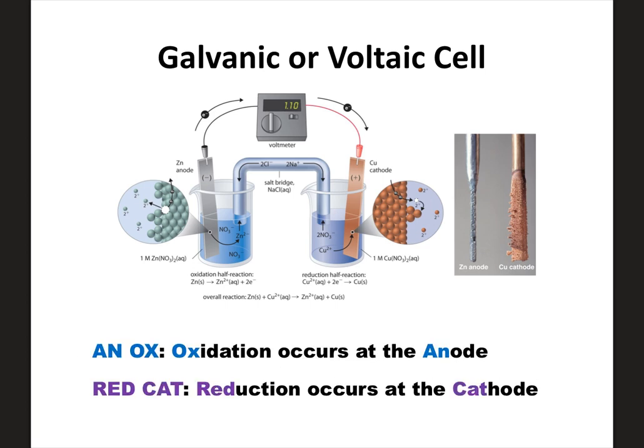I already said that there's a lot of terms here that you need to know, so there's some tricks to help you remember this. We said that the anode is where oxidation occurs. A way to remember that is AN OX: the oxidation occurs at the anode. You can use RED CAT to remember reduction occurs at the cathode here. This is something you need to be able to do. You need to know that the anode is oxidation and the cathode is reduction. So use AN OX, RED CAT to help you remember that.